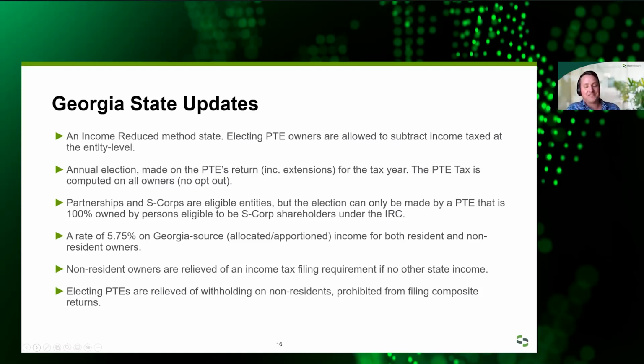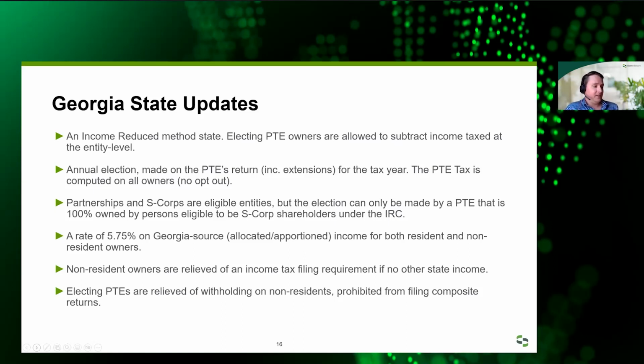So they just cut right to the chase with the federal rule, because the federal rule dictates who can be eligible shareholders. Well, for the most part, individuals, and then some very narrow categories of grantor trusts and some other types of taxpayers. But otherwise, the tax rate is going to be the same: Georgia, 5 3/4% tax rate for residents and non-residents.